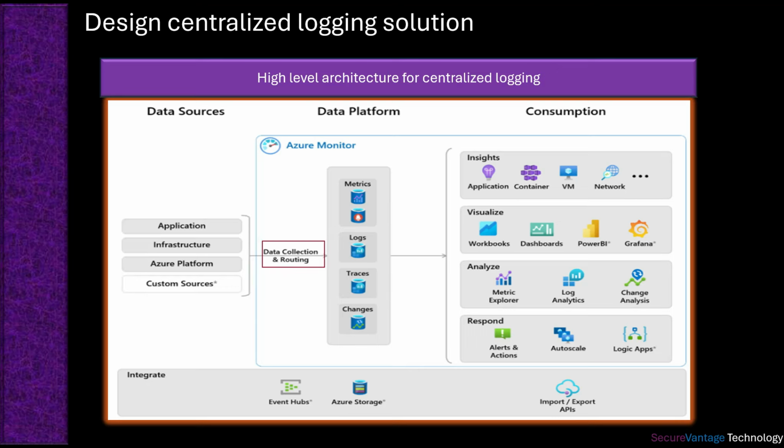Data collection and routing are critical processes that ensure log data is appropriately gathered and directed to the right storage locations. These include direct data routing, diagnostic settings, data collection rules, application SDK, Azure Monitor REST API, Azure Monitor agents, and Azure Monitor Managed Service for Prometheus.